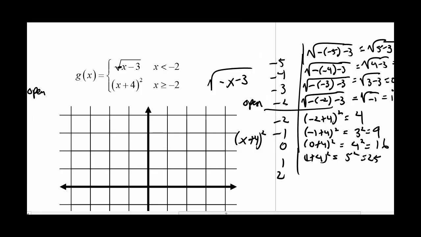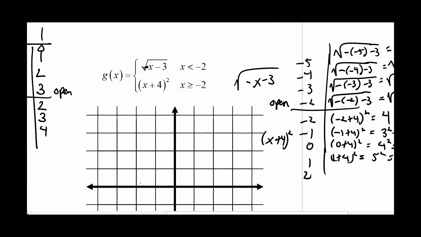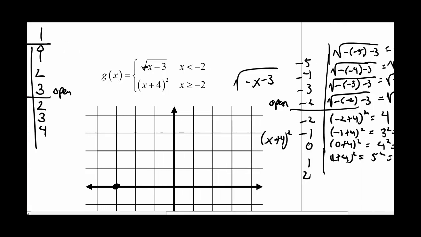Okay, so at negative 3, I get 0. 1, 2, 3, I get 0. Negative 4, I'm at 1. And it's going to look like a square root graph. So look about like that. All right, then the other side.